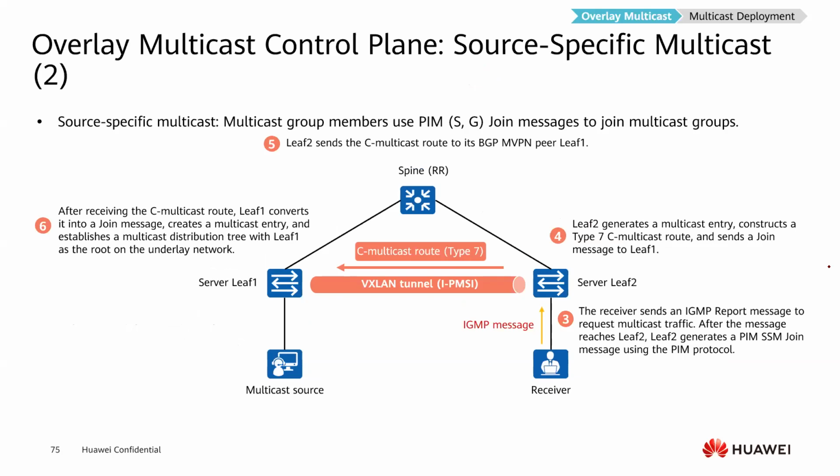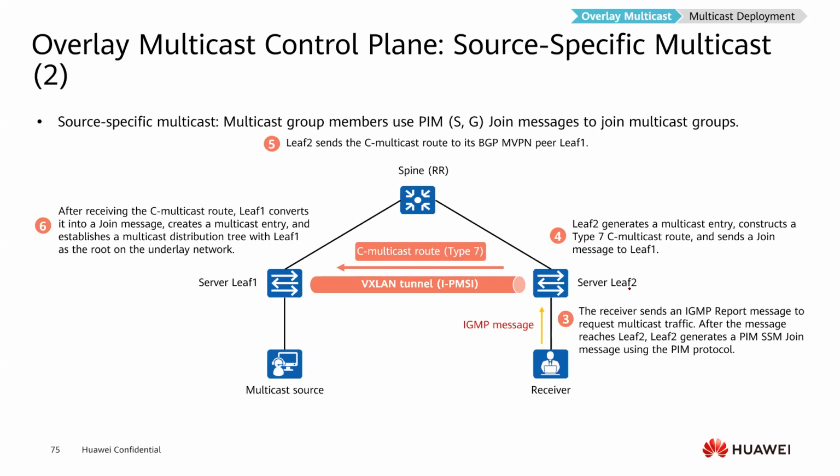Then the receiver will send an IGMP report message to request the multicast traffic. After the message reaches leaf 2, leaf 2 will generate PIM SSM join information using the PIM protocol. And then leaf 2 generates multicast entries, constructs a type 7 multicast route, and sends a join message to leaf 1. And this packet will be sent to the server leaf 1.